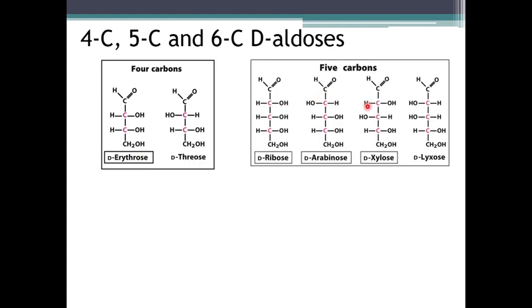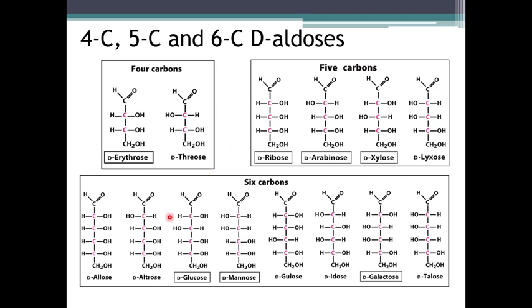Among the 5 carbon D-aldoses, there are 4 of them: D-ribose, D-arabinose, D-xylose, and D-lyxose. One of the most common things among all these sugars is that they are D sugars, which means the carbon that is distant from the aldehyde has a hydroxy on the right. The differences are in the arrangement of the hydroxyls on the other chiral carbons.